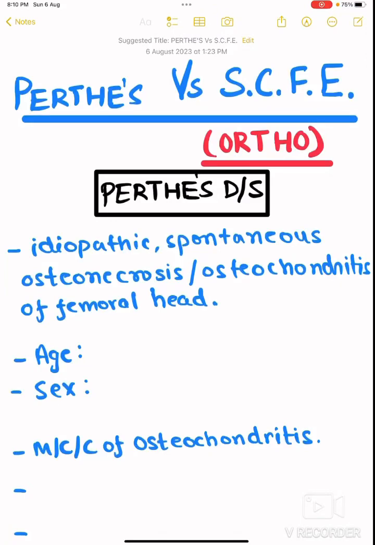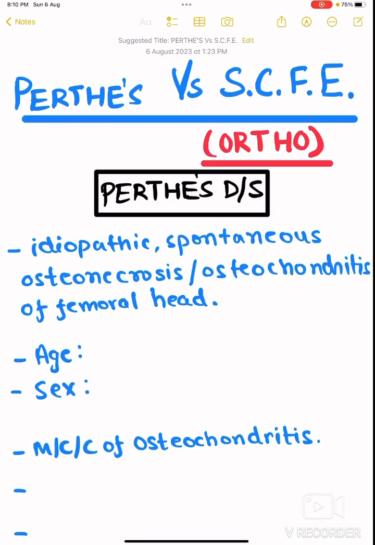Hello guys, in this video we are going to study Perthes disease versus SCFE, slipped capital femoral epiphysis, right? These two are diseases that actually happen in boys, more or less commonly in the same age group, and they present with almost the same clinical features. So it is very important that you know how to differentiate between these two topics, because questions about SCFE and Perthes are very important.